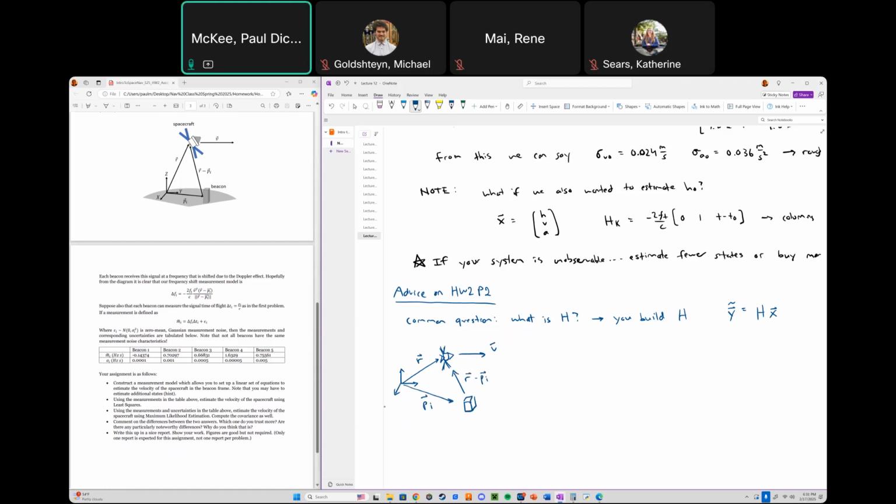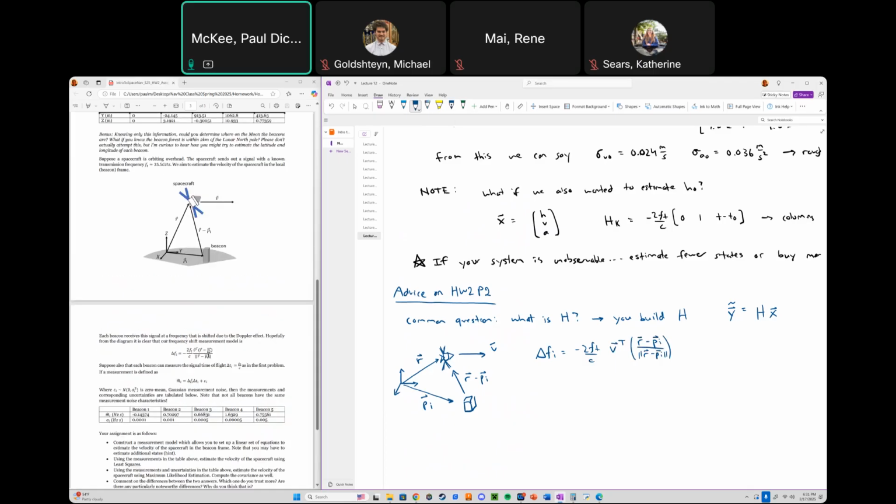And what I'm saying is that delta f_i is -2 times the transmission frequency over the speed of light times the component of velocity along the line of sight direction. So that would be basically velocity transpose times the line of sight vector, which is just r minus p_i over the norm of r minus p_i, right? I just want the direction. I don't want the magnitude of that vector.